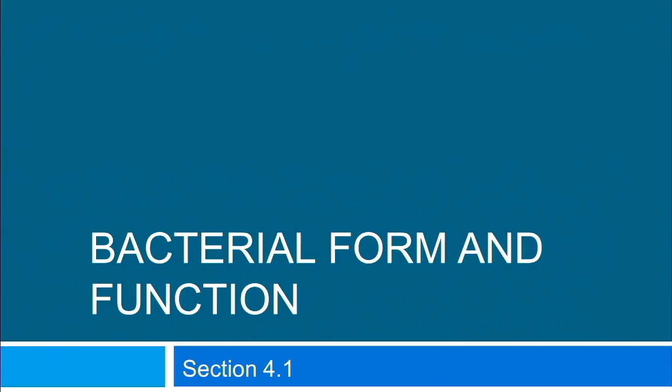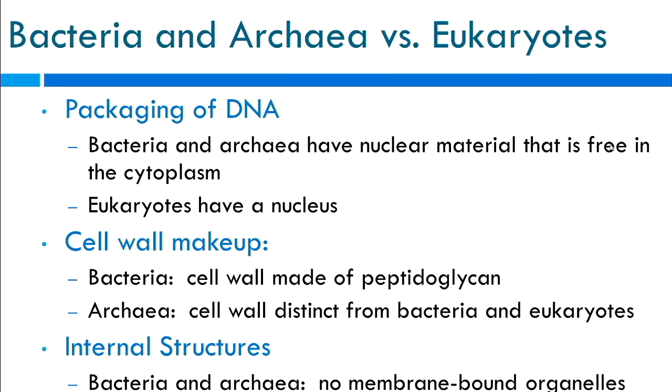Okay. So this is bacterial form and function for our first section. If we take bacteria, archaea, and eukaryotes, how are they the same? How are they a little bit different? The biggest division is eukaryotes have a nucleus. We know that. And before, remember, we used to call everybody else a prokaryote before the nucleus.